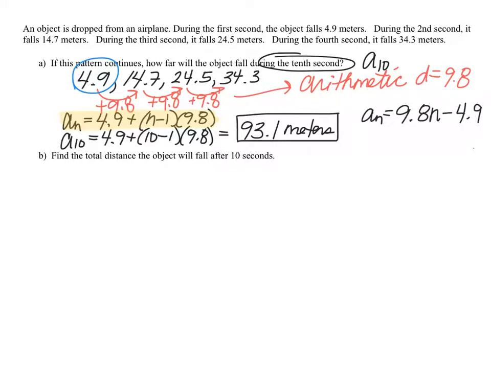And this is a great general formula. If this works for you better than using the previous one that I have highlighted in yellow, that's completely fine, because now you're going to go ahead and plug 10 into your general formula, 9.8 times 10 minus 4.9, and you're going to quickly realize that you get the same answer. It's still 93.1 meters.